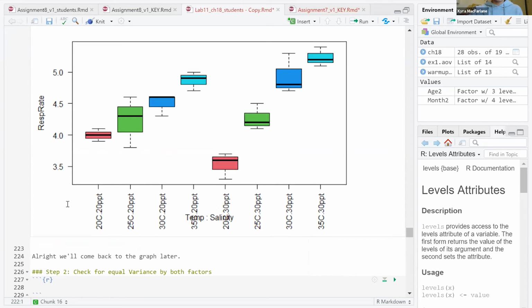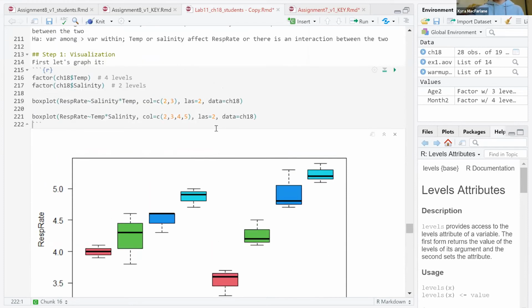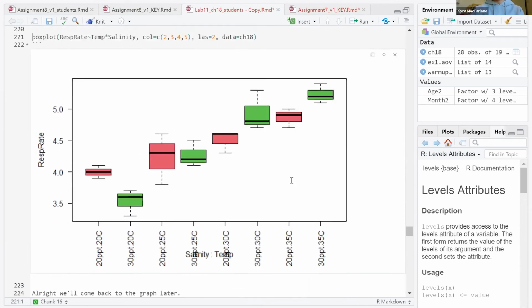tell. And we're organizing by 20 parts per thousand here, 30 parts per thousand here. So neither of these figures is correct or wrong. I guess they're technically both correct, but neither of them are wrong. It's just one might be easier to understand than the other.